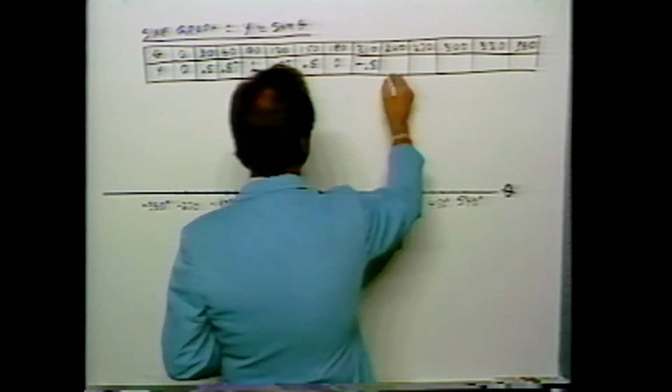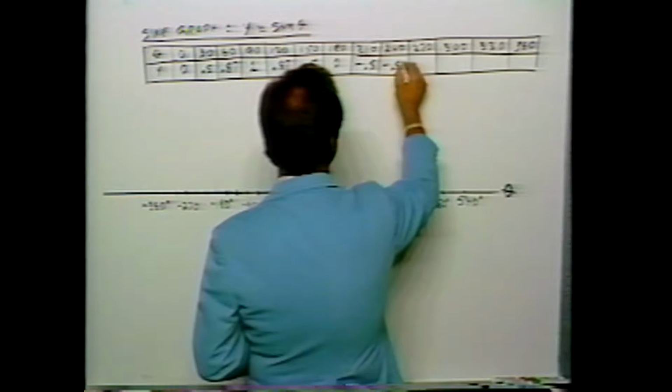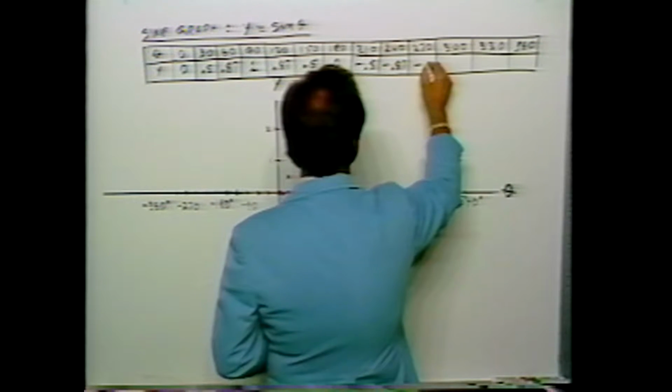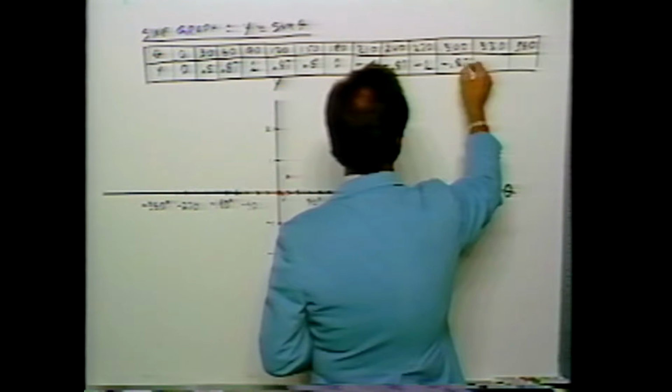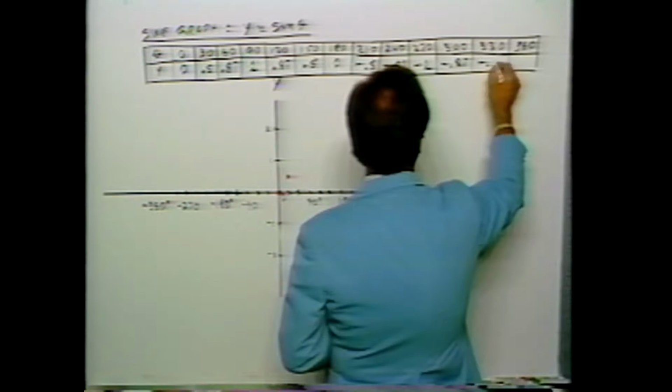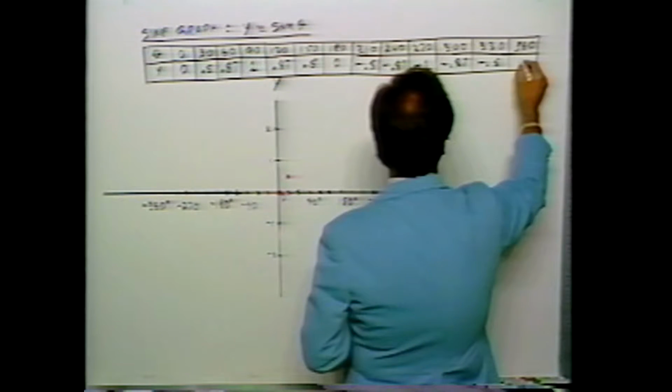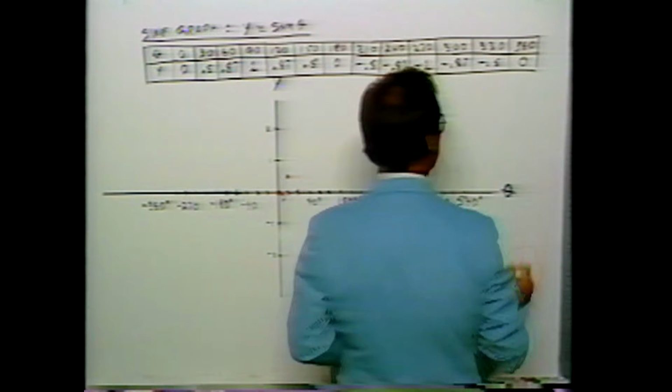For 240, it's negative 0.87. For 270, it's negative 1. For 300, it's negative 0.87. For 330, it's negative 0.5. And finally, for 360, it is 0 again.